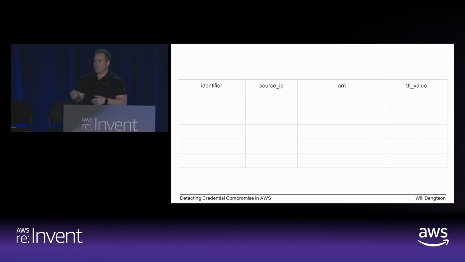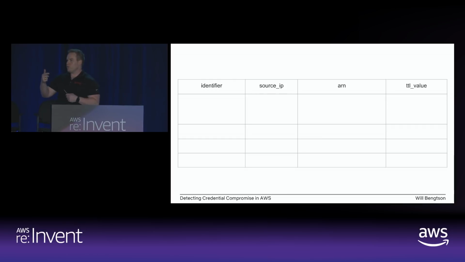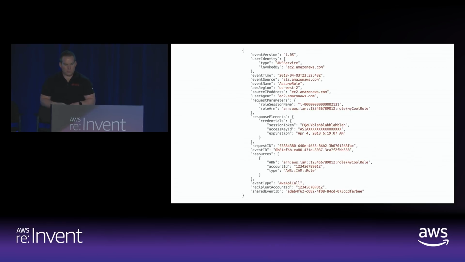We're going to have a source IP, which we're initially going to leave blank. The ARN is going to be the assumed role that we're using, and this is used when we're looking at the user identity that's being used for every call. And then for the TTL value, we're utilizing Dynamo's auto cleanup for us.